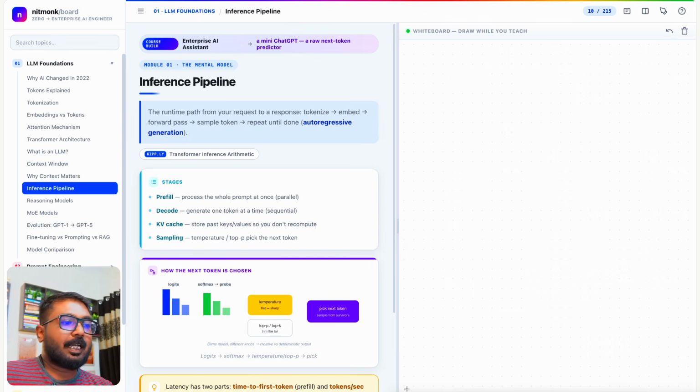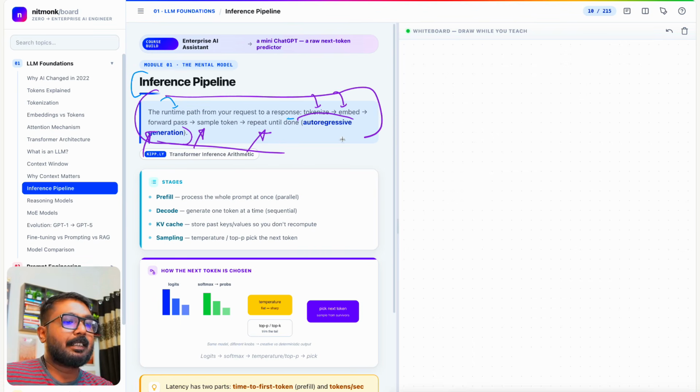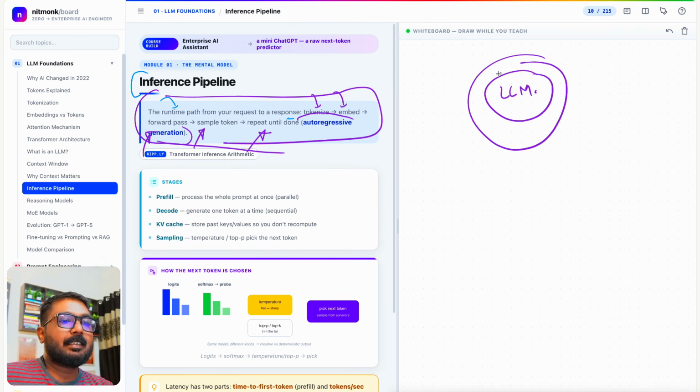Let's try to understand the inference pipeline here: the runtime path from your request to response. I keep explaining all this: tokenize, then embed, then the forward pass, then sample a token, and repeat until done. That is autoregressive generation, and that's what happens in the inference pipeline. This inference pipeline is basically the LLM, with a safeguard and a policy that has been added. This is the core brain over here.